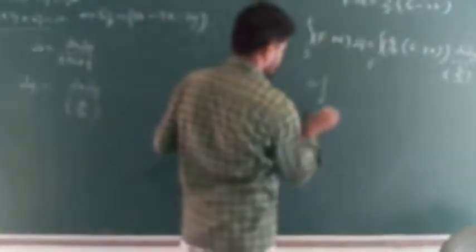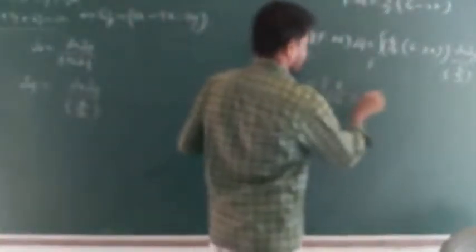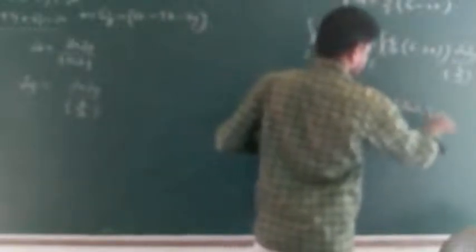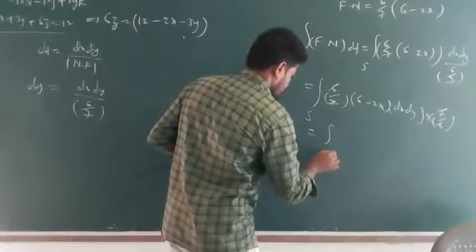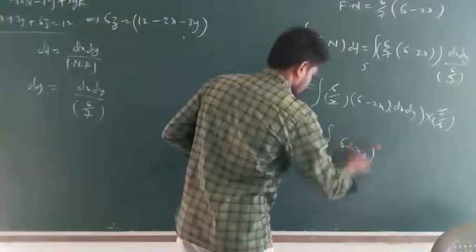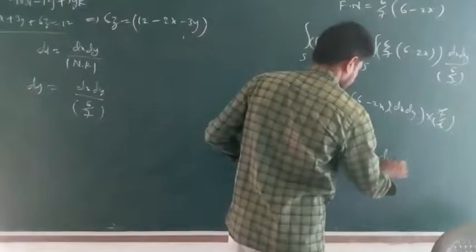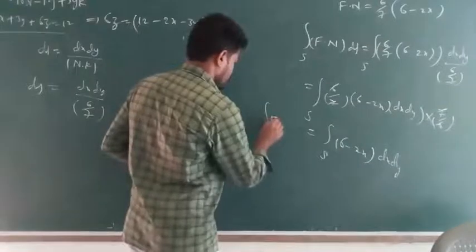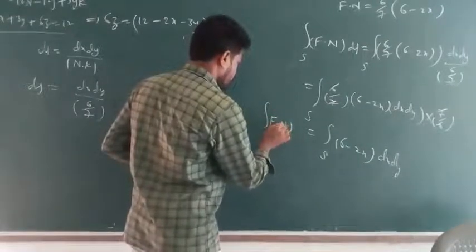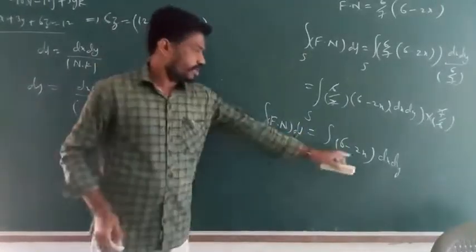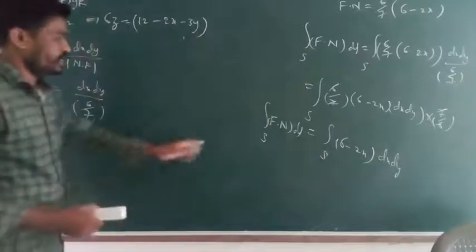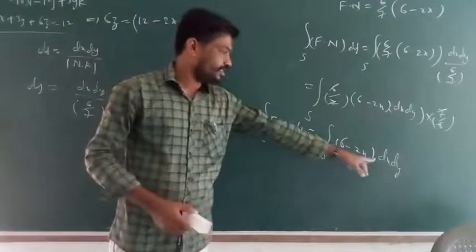So integration of 6 by 7 into (6 minus 2x) dx dy into the fraction 7 by 6. So 6 cancels, 7 cancels. Surface integration of (6 minus 2x) dx dy. So this is the integration of F dot n ds equal to integration of (6 minus 2x) dx dy. Next we select the limits, which is very important.